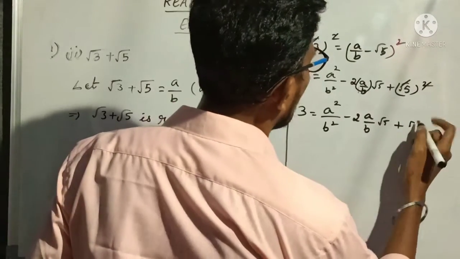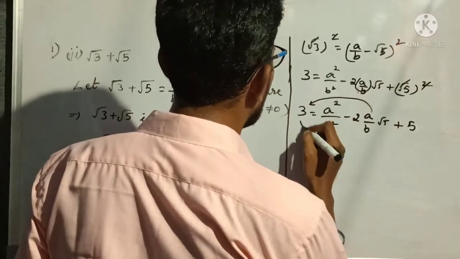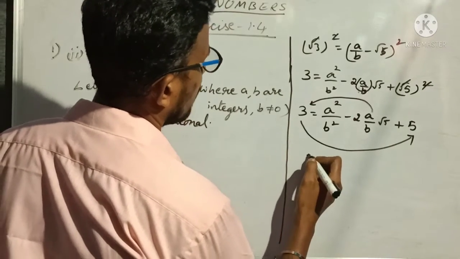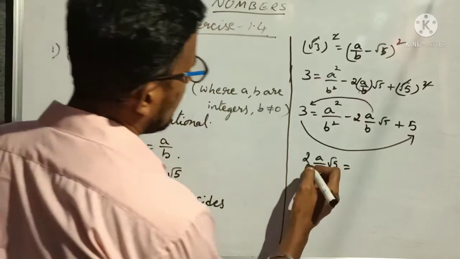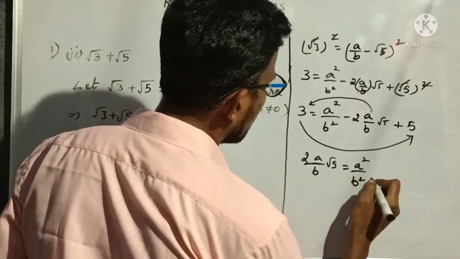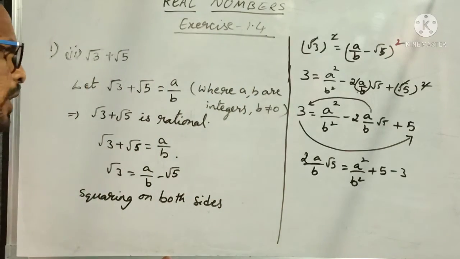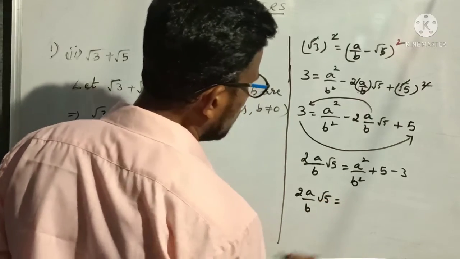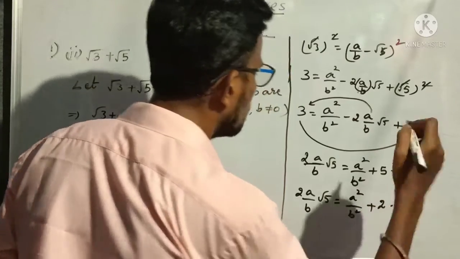Now I will take this to this side and this to that side. I am left with 2 times a by b into root 5, which is nothing but 2a by b root 5, is equal to a square by b square plus 5 plus 3, which becomes minus 3. So again, 2a by b root 5 is equal to a square by b square plus 5 minus 3, which is 2.